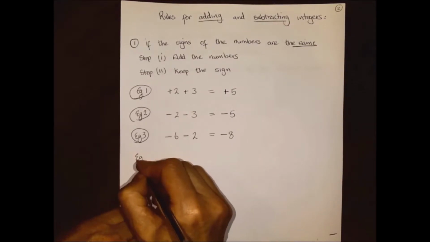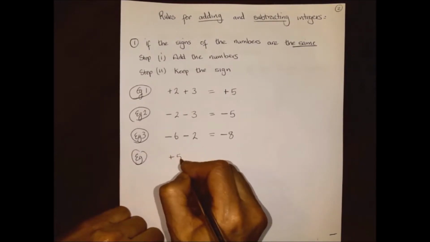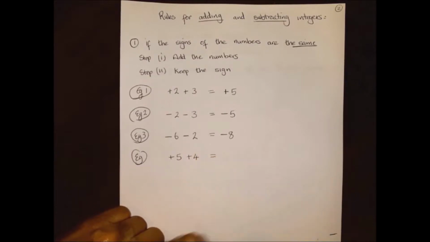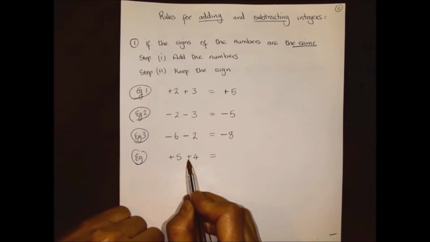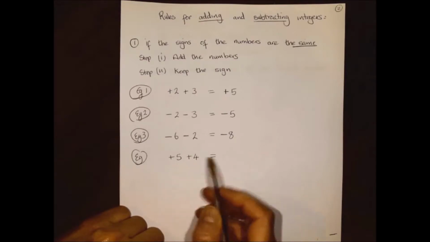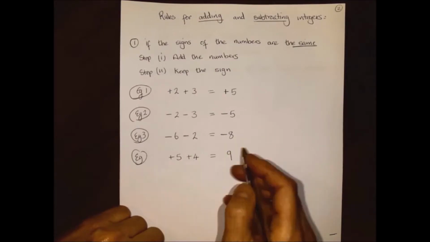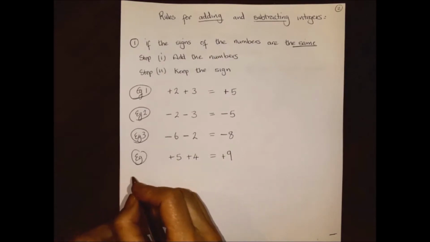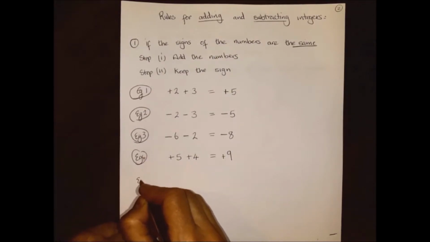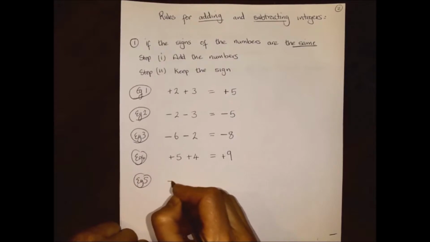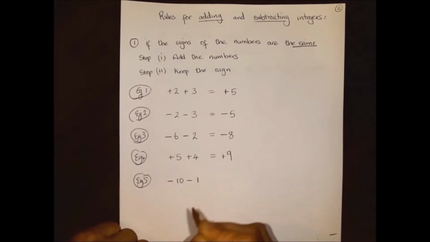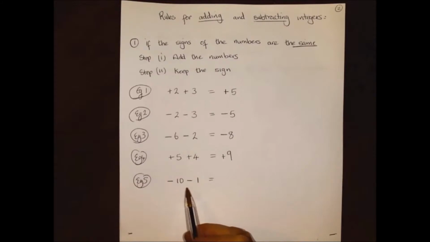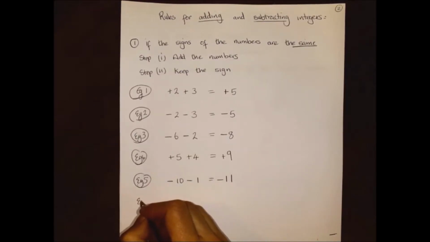Another example. +5 +4. They both have the same sign. They're both plus, so we add the numbers. 5 and 4 is 9, and you keep the sign, +9. One more. That was example 4. Example 5. -10, -1. They both have the same sign, so you add the numbers. 10 and 1 is 11, and you keep the sign, minus. One more, same as before, example 6.